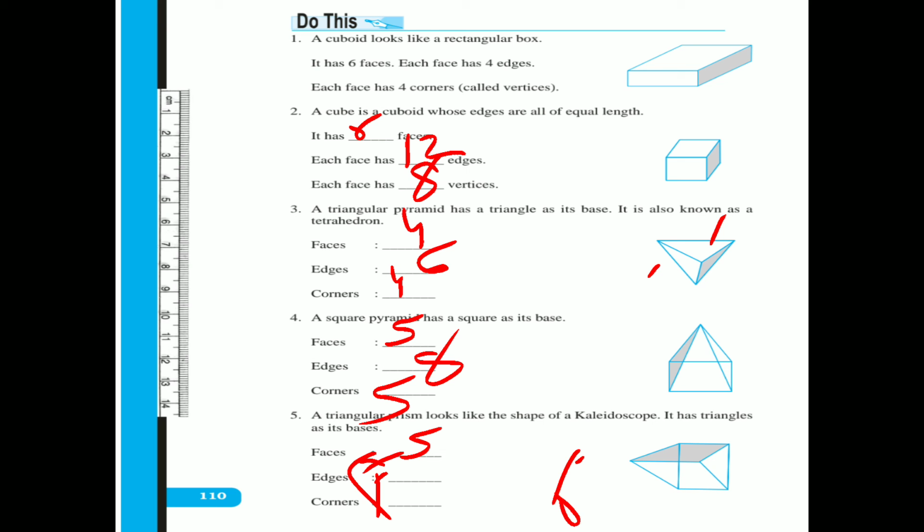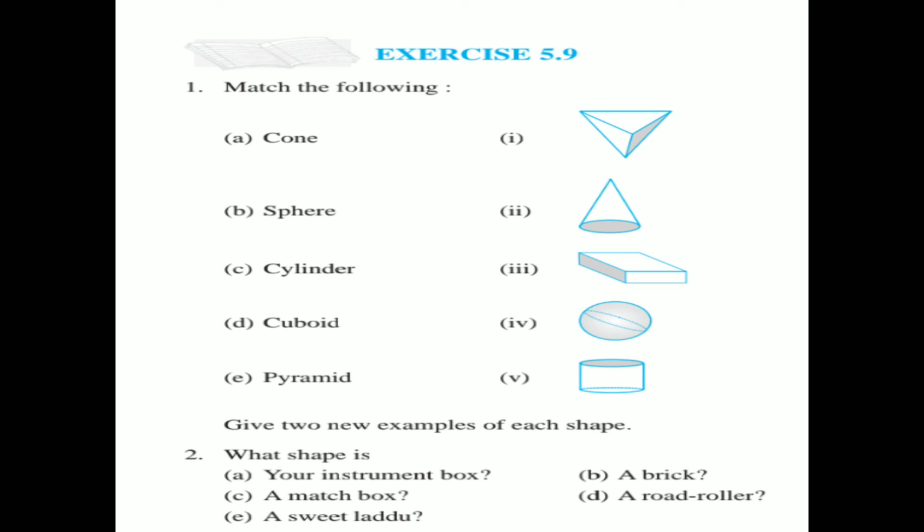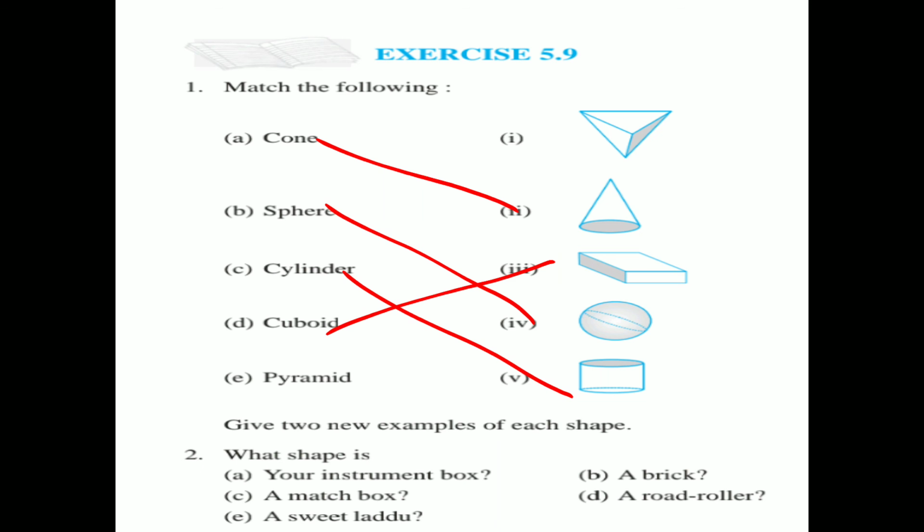figures. Now we will do exercise 5.9. Exercise 5.9, students, we will do in the book only. You have to match the following. Cone shape is just like this one. Second one, sphere shape is of a ball. Cylinder shape is of this one. Cuboid shape is of this one. And pyramid, you all know. You have to give 2 new examples of each shape. You can give a cone example, ice cream cone. For sphere, a ball is there, anything else you can give as an example. Cylinder shape, you know, pencil, you can write any example by yourself.